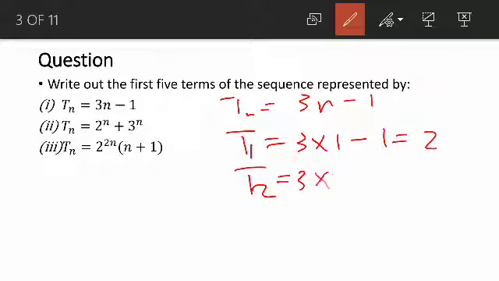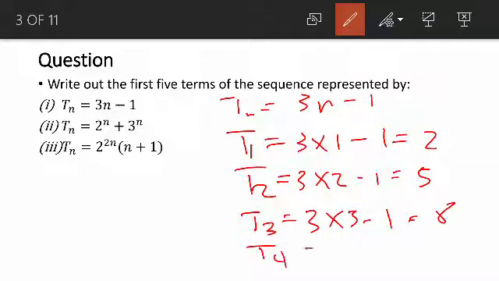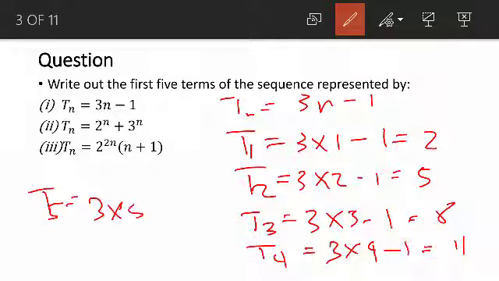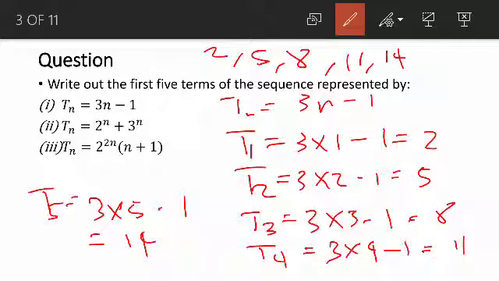T2 here means 3 times 2 minus 1. That's going to give us 5. T3 means 3 times 3 minus 1. That's going to be 8. T4 is 3 times 4 minus 1. That's going to give us 11. Then T5 is equal to 3 times 5 minus 1. That's going to give us 14. So for the first one there, the first 5 terms of that sequence are 2, 5, 8, 11, and 14. So that's the answer to the first question.